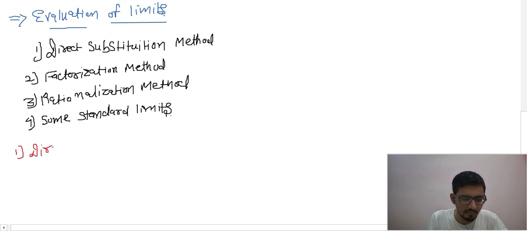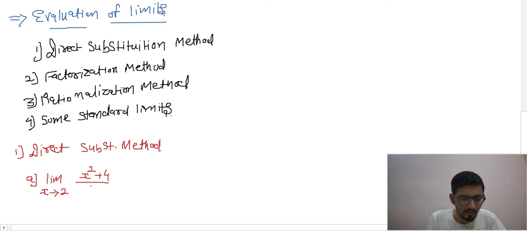More examples we will study, but just see one small overview. So direct substitution method, what we will do, let me write one example. If I am writing limit x tends to 2, x square plus 4 divided by x plus 2. So here very clearly you can understand this function is x square plus 4 upon x plus 2. X is approaching 2, not equal to 2. However, it can be 2, depends on the function.